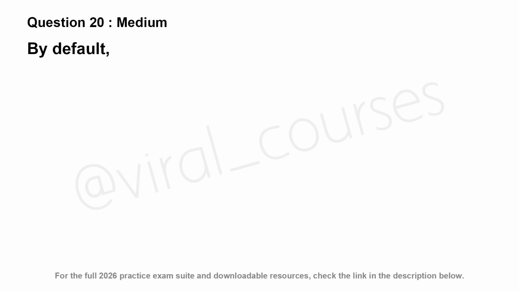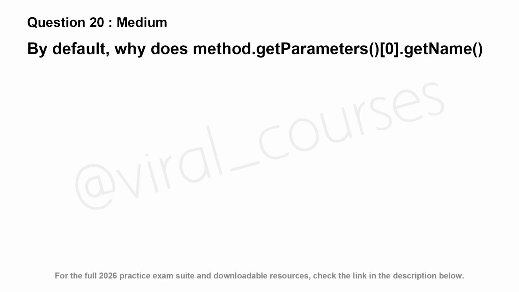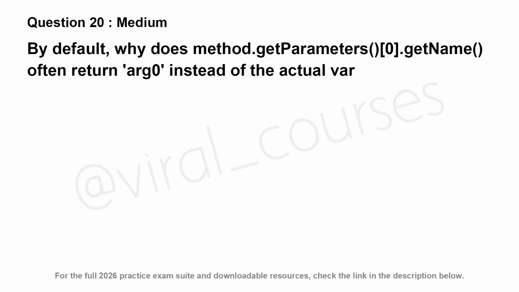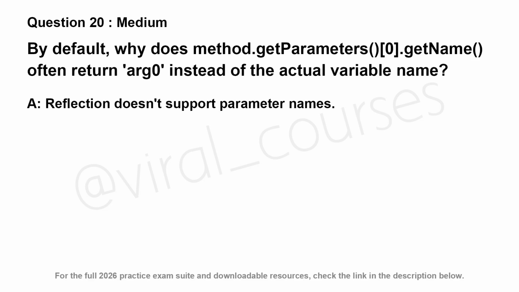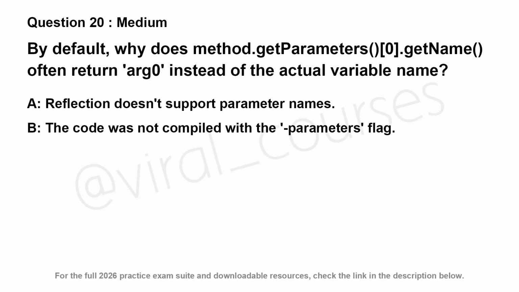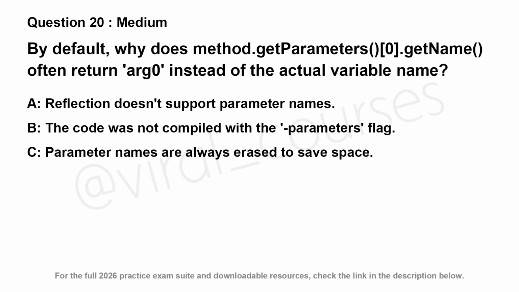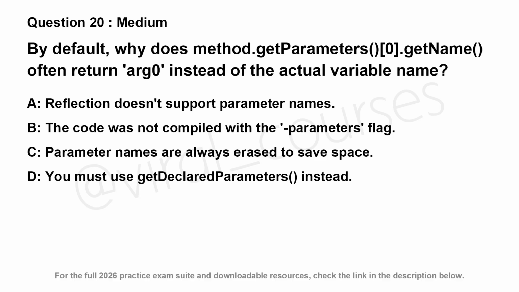By default, why does method.getParameters()[0].getName() often return arg0 instead of the actual variable name? Option A, reflection doesn't support parameter names. Option B, the code was not compiled with the parameters flag. Option C, parameter names are always erased to save space. Option D, you must use getDeclaredParameters instead.